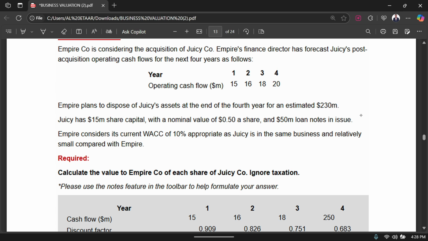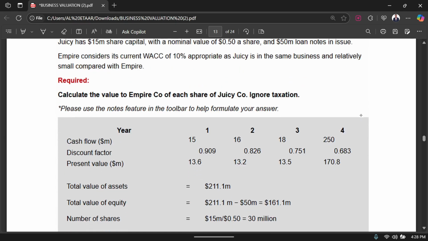So basically what's happening over here is that Empire Company is considering the acquisition of Juicy Company. The Juicy Company is another company, Empire Company is another company, and Empire Company is considering the acquisition. They are trying to acquire Juicy Company. Okay, and these operating cash flows that you are given, this is for Juicy Company. Okay, and these are post acquisition operating cash flows.